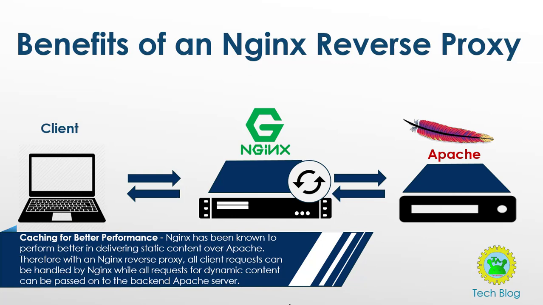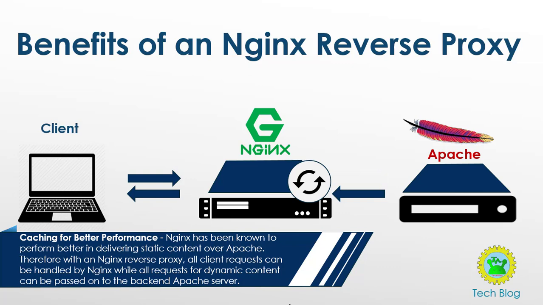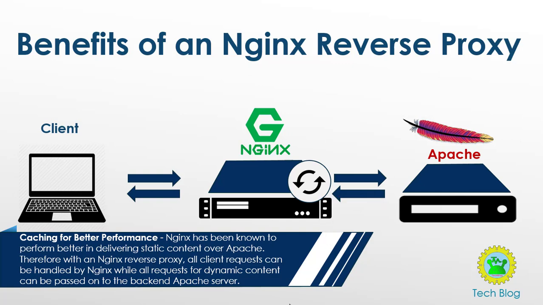First is better performance. Nginx has been known to perform better in delivering static content than Apache. Therefore, with an Nginx reverse proxy, all client requests can be handled by Nginx, while all requests for dynamic content can be processed on the backend Apache server. This helps improve your website or web application performance.